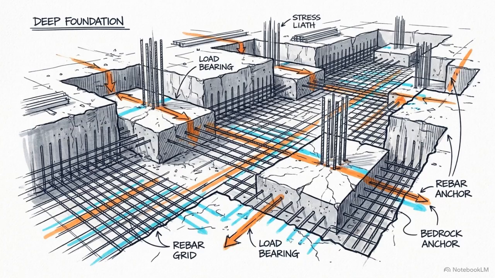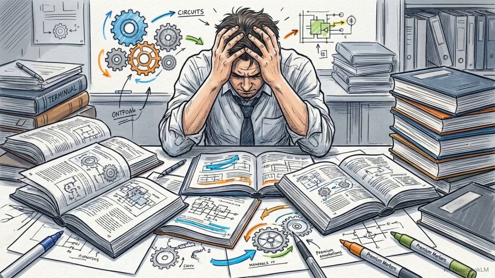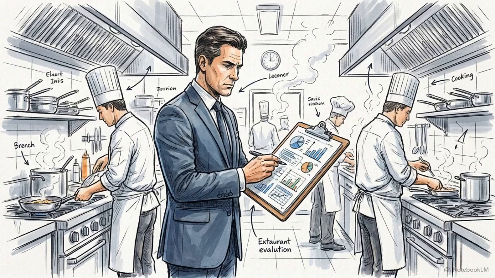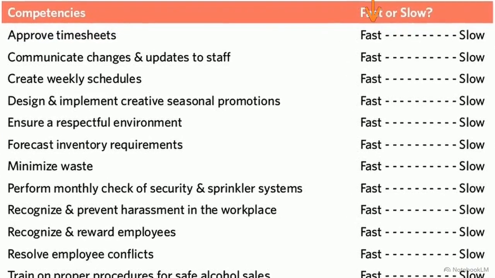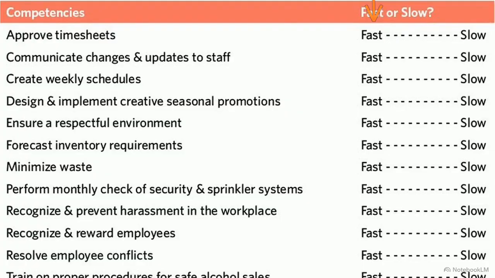You cannot rebuild a house's foundation over a single weekend, and you cannot alter foundational human behaviors with a quick instructional fix. We can apply this architectural framework directly to the cognitive skills required of a newly promoted corporate manager. This checklist outlines tasks for a restaurant manager. Things like approving timesheets or verifying table settings are fast skills. They possess explicit, black and white rule sets. You can easily write down the exact right answers.